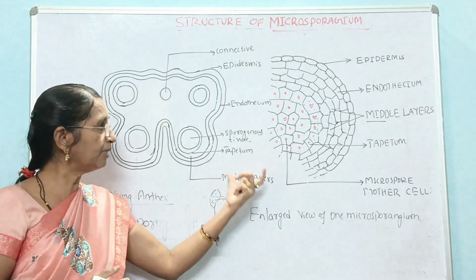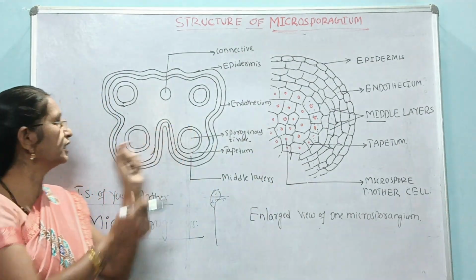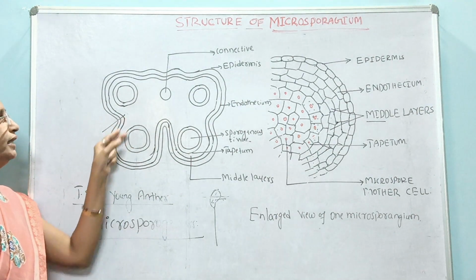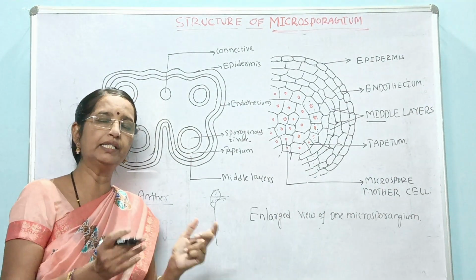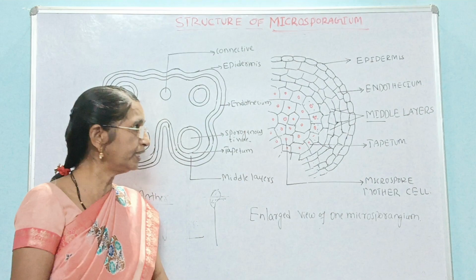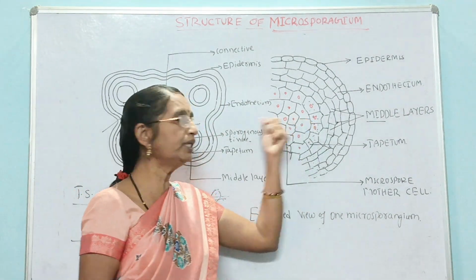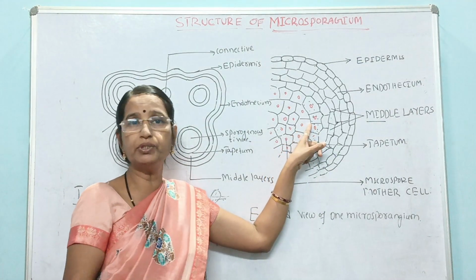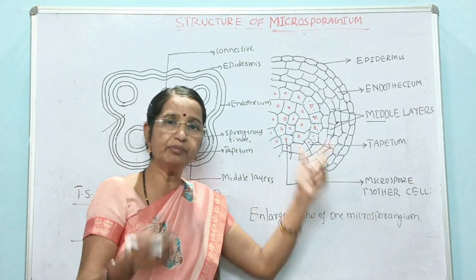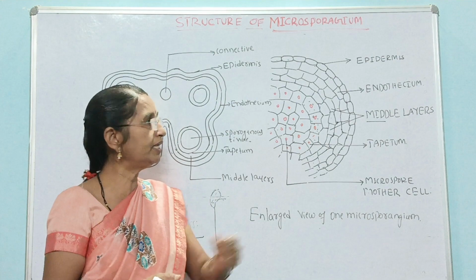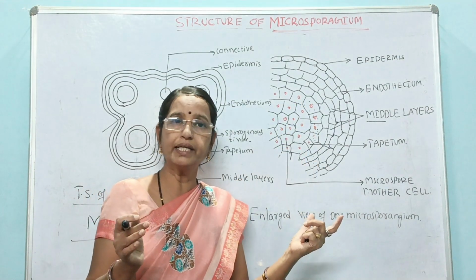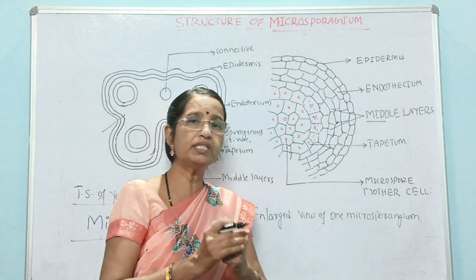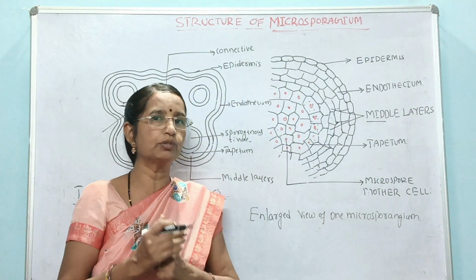At maturity, dehiscence occurs and a large number of microspores are released outside. One more point I have to highlight: when the anther is younger, the tapetum layer supplies the nutrition. But when the anther matures fully and dehiscence takes place, the tapetum layer disappears. So this is the complete structure of the microsporangium.